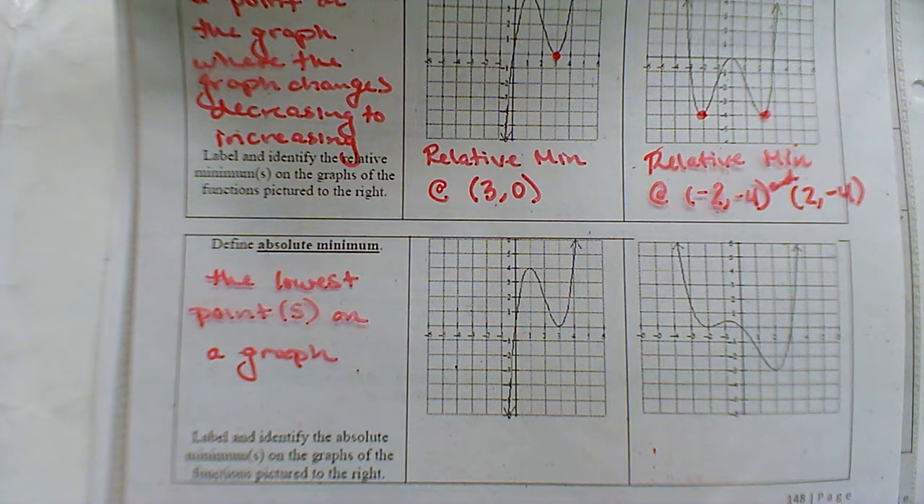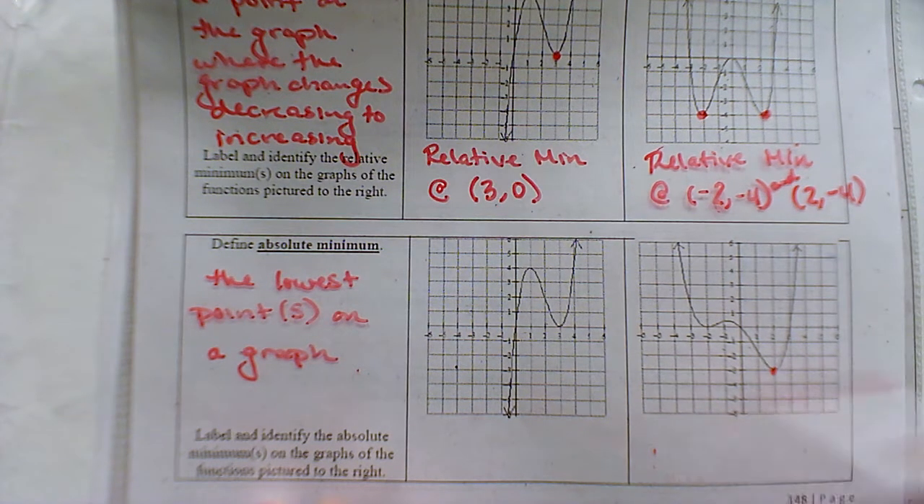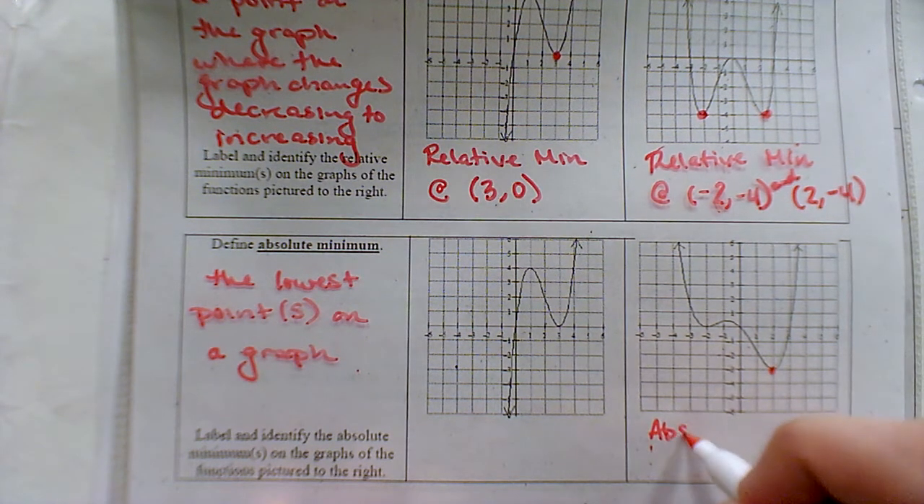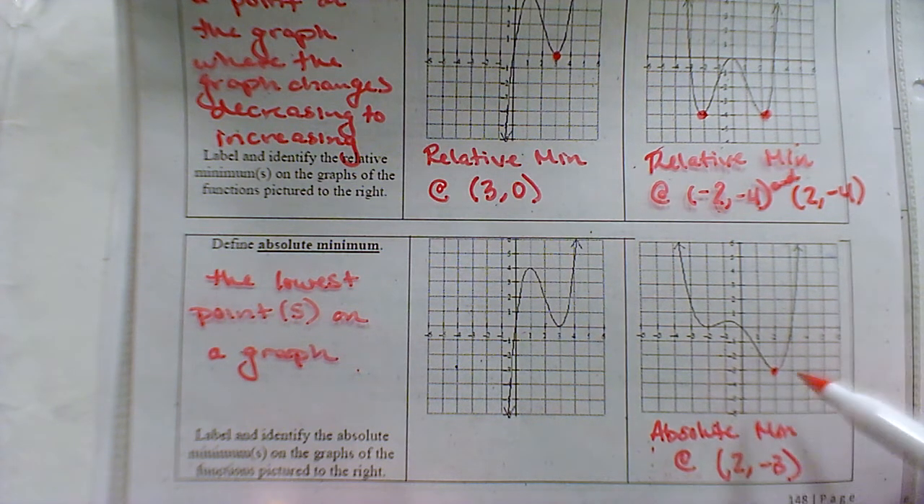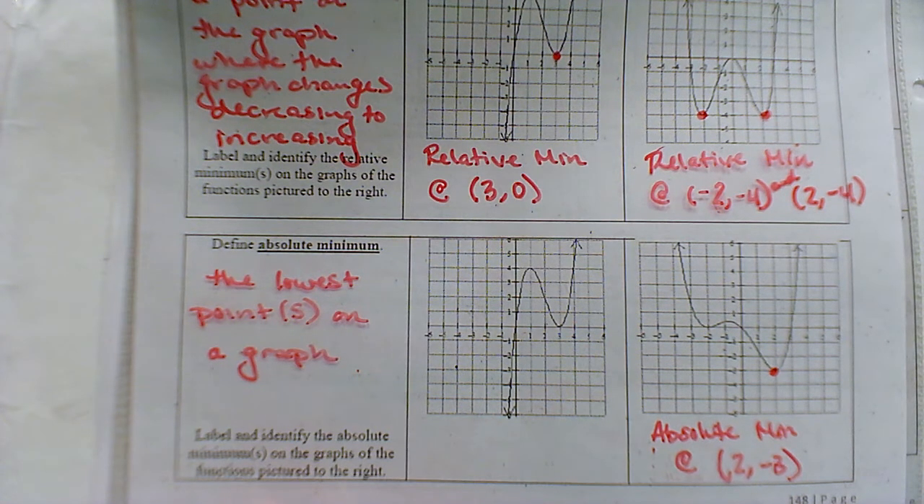Okay. On the second graph, can you find the lowest spot on that graph? There aren't any other points lower than it. Yeah. 2, -3. Okay, so the absolute minimum is at the point 2, -3. Notice how at that point there are no other points or sections of graph below it.